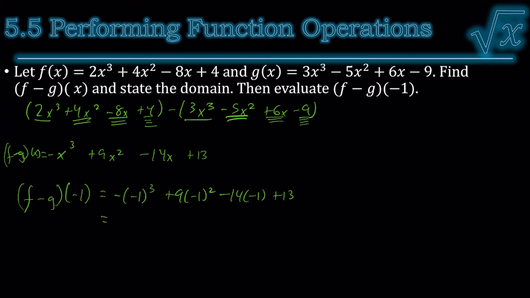negative 1 cubed is negative 1 times a negative makes positive 1. Negative 1 squared is positive 1 times 9. Negative 1 times negative 14 is positive 14. 1 plus 9 is 10, plus 14 is 24, plus 13 is 37. So f minus g of negative 1 is 37.